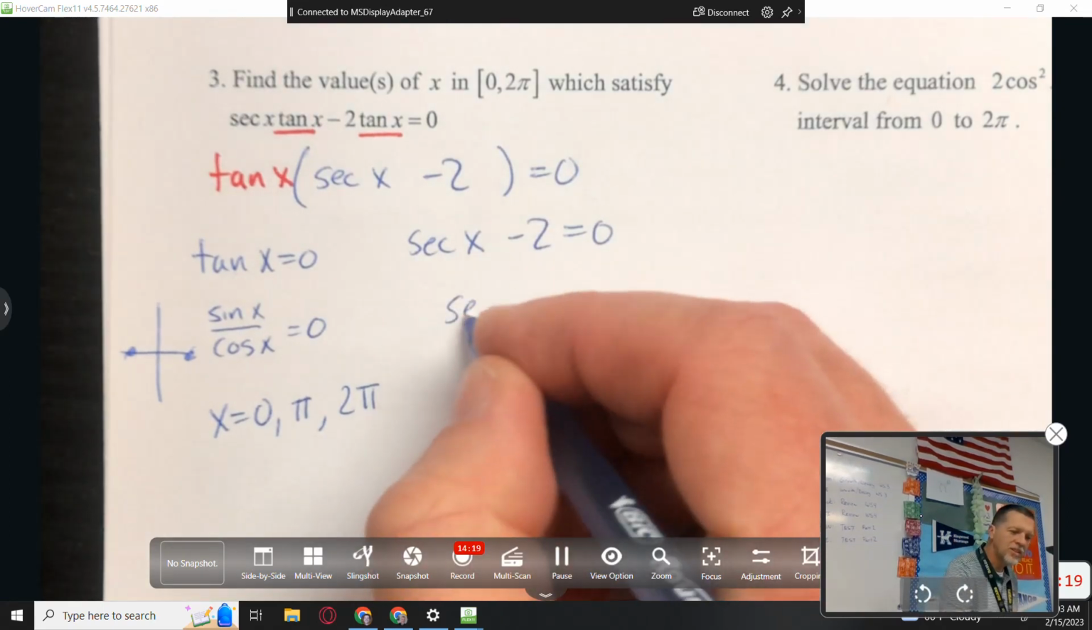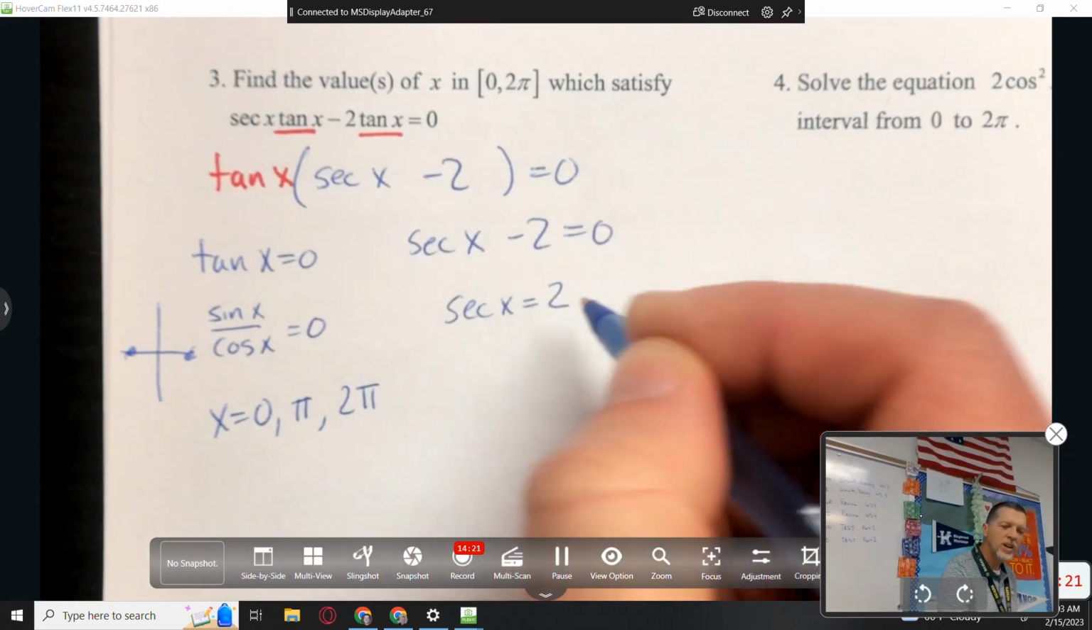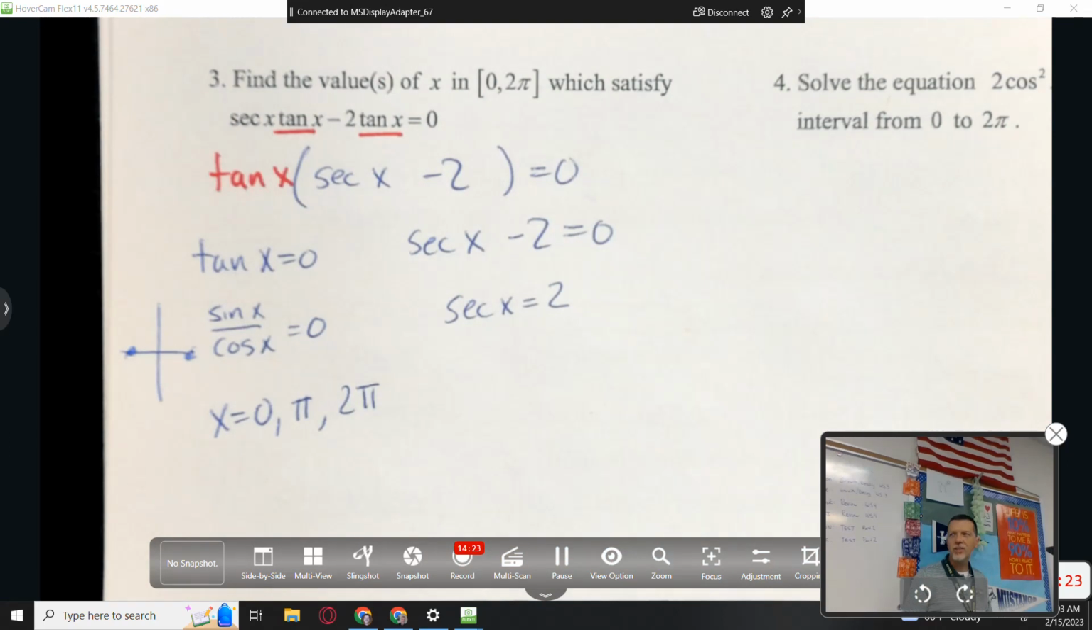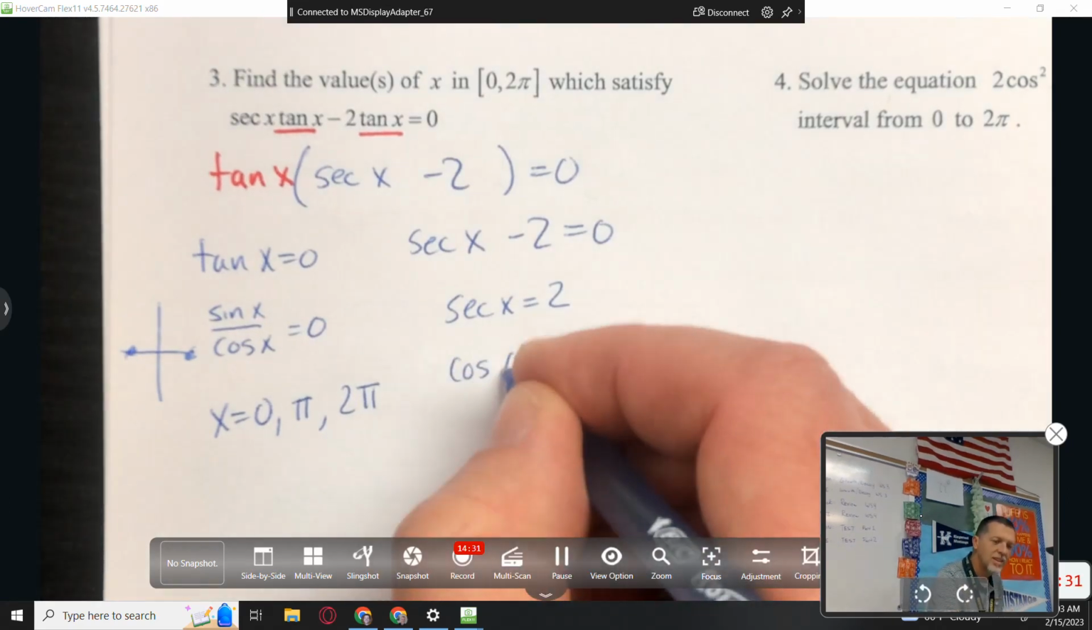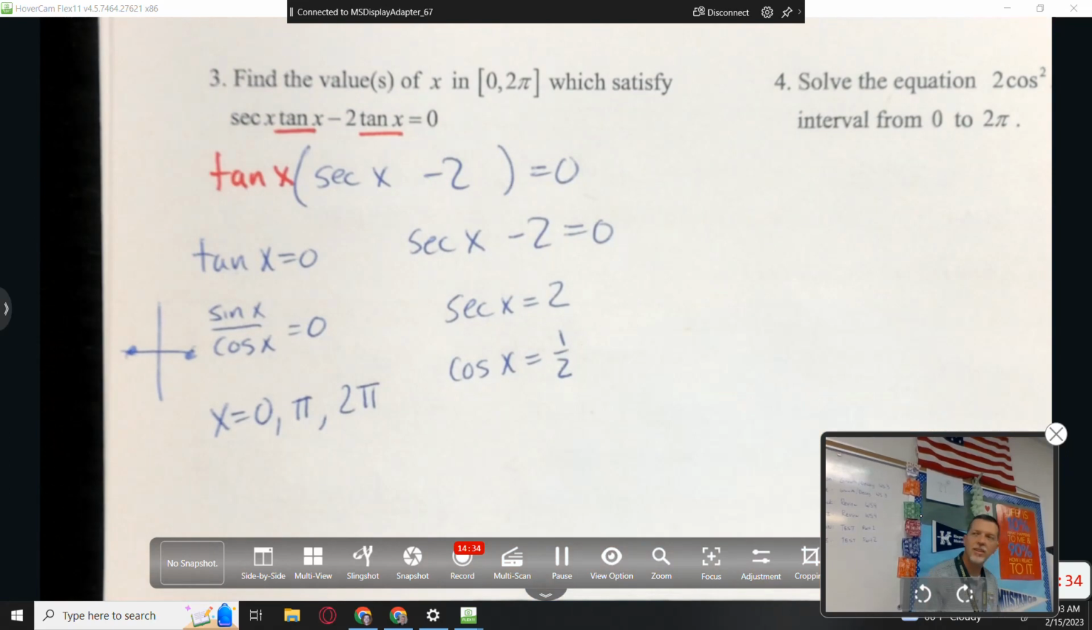Okay, on the other one, secant of x equals 2. That really doesn't do me any good. How could I rewrite that to something helpful? Yeah, cosine of x equals 1/2. Use the flip thing.